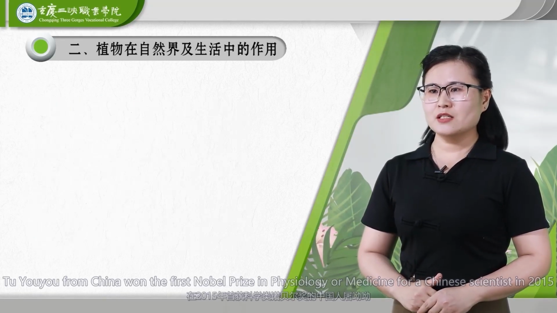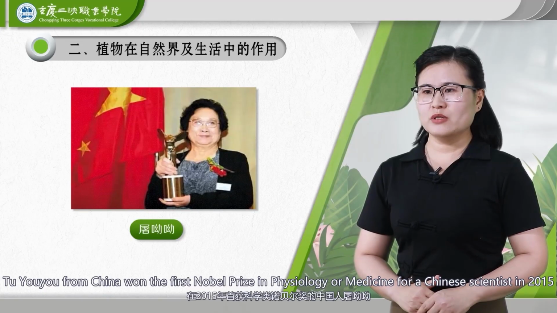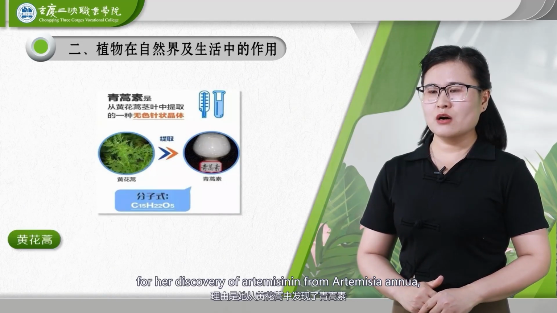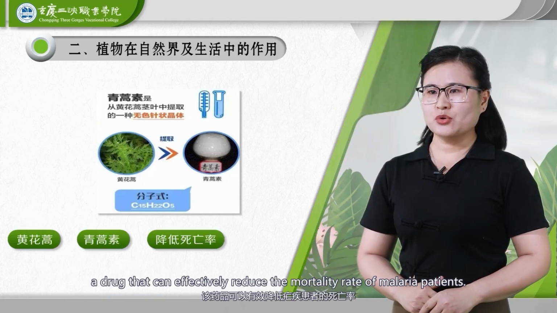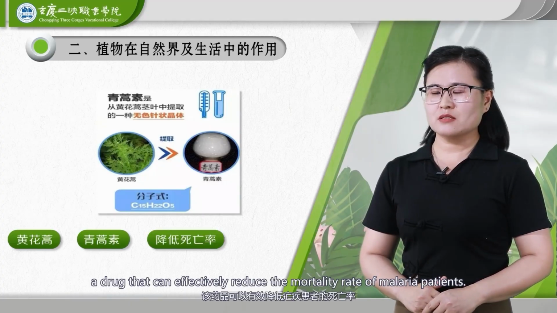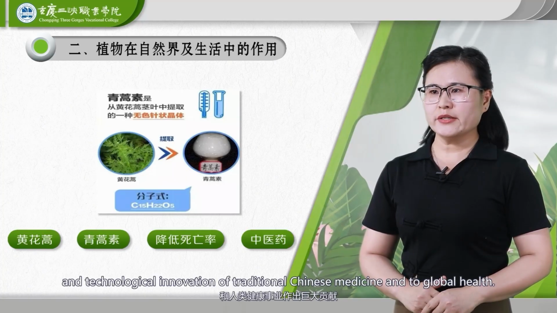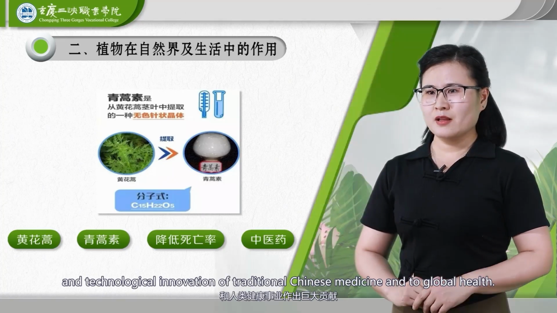For example, Tu Youyou from China won the first Nobel Prize in Physiology or Medicine for a Chinese scientist in 2015 for her discovery of artemisinin from Artemisia annua, a drug that can effectively reduce the mortality rate of malaria patients. This has made tremendous contributions to the scientific and technological innovation of traditional Chinese medicine and to global health.